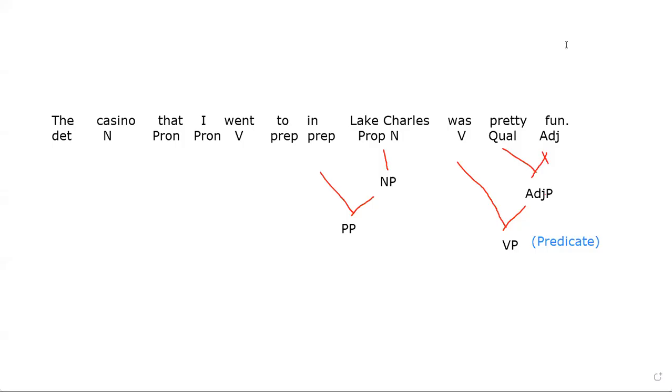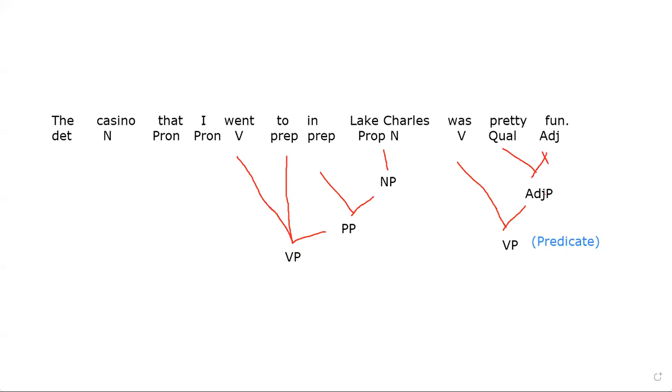So we'll start with Lake Charles. We said it was a proper noun. It exists alone by itself, nothing else with it. It's a noun phrase, right? It's following a preposition, in Lake Charles. So that's going to be my prepositional phrase. We have a preposition and an object of a preposition. Okay. Now, what do we do with the verb?